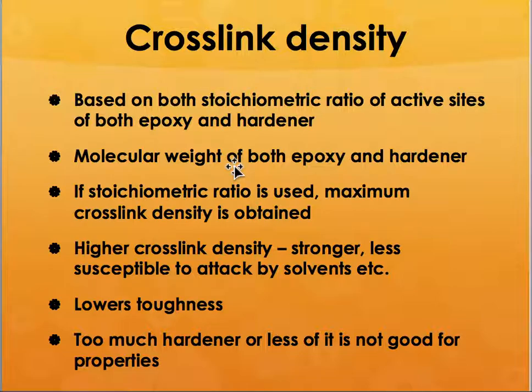So what kind of density do you require? What kind of ratio of hardener to epoxy do you require? Most of the time it is based on the stoichiometric ratio of active sites of both epoxy and hardener, and the molecular weight of both. If you use the right stoichiometric ratio, then you have the maximum cross-link density. And you know that the higher the cross-link density, the stronger the matrix, and the less susceptible to attack by solvents, etc.